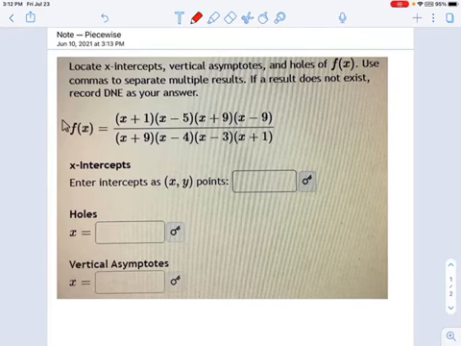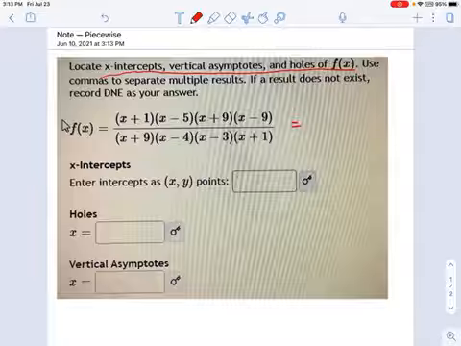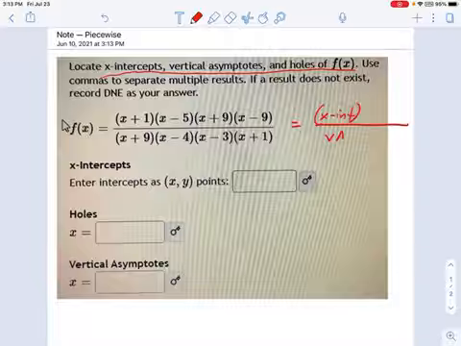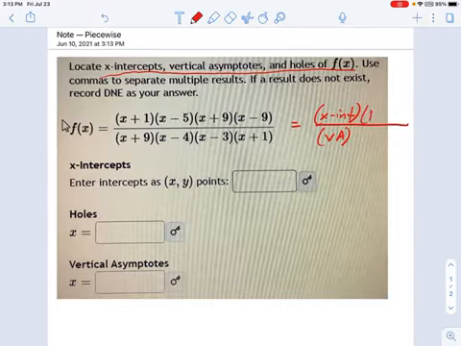For this problem, we're asked to determine the x-intercepts, the vertical asymptotes, and the holes of f of x. And we're not given a graph to do it, we're just told to pull it out of this equation somehow. What I want you to remember for this is the general schematic of where these different features live. When you have a function, x-intercepts live on top, and you may have multiple x-intercepts. Vertical asymptotes are on bottom, and the holes are the factors which are in both places at the same time.